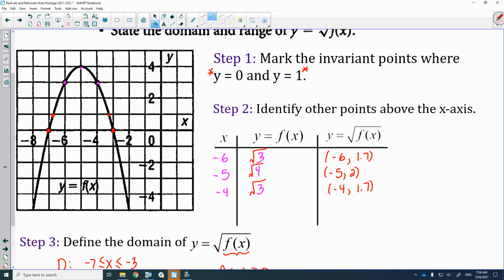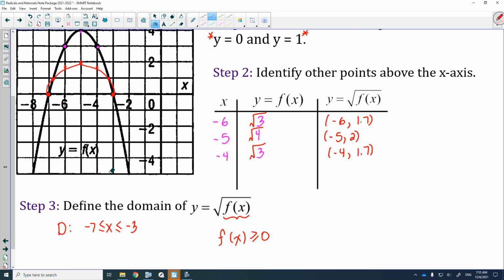So if I plot those points, -6 and 1.7 would be about here. -5 and 2 would be here. And -4 and 1.7 about here. And then you connect those points with a nice smooth curve. And that would be the graph of your radical function. And if you look, the domain of this function is the domain that we said it would be. It is less than -3, but greater than -7.